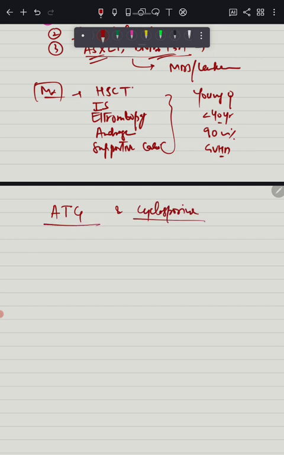Anti-thymocyte globulin and cyclosporin. This is the treatment of choice in patients lacking a suitable marrow donor. In patients where you will not prefer hematopoietic stem cell transplantation, you go for this chemotherapy regimen. Recovery is around 60 to 70%, and it has a better prognosis in children with an early robust hematological response. Early means less than a 2-month response.